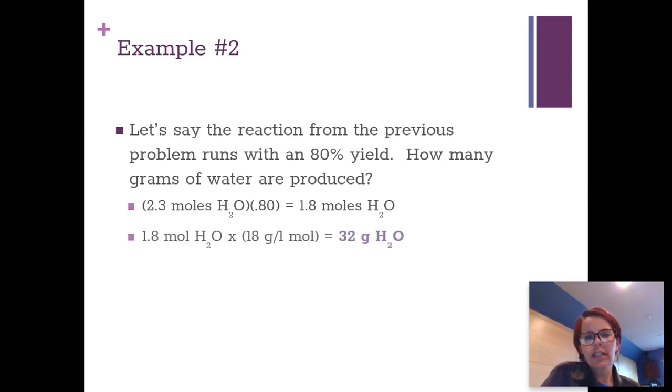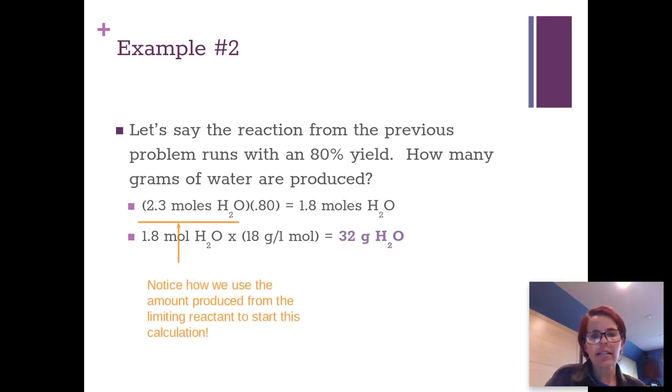And then we need to convert that into grams using the grams to mole ratio. It comes up to 32 grams, and that's how much we produce. So remember that the 32 grams reflects the limiting reactant, which was hydrogen. Hydrogen only allowed us to produce 2.3 moles of water. Then we only produced 80% of what we were supposed to produce, so we only got 1.8 moles of water. And then we had to convert that into grams.